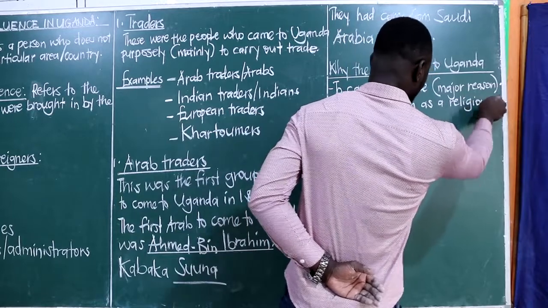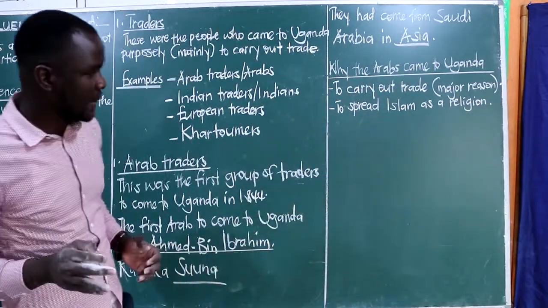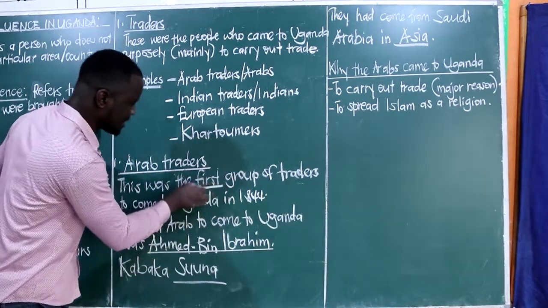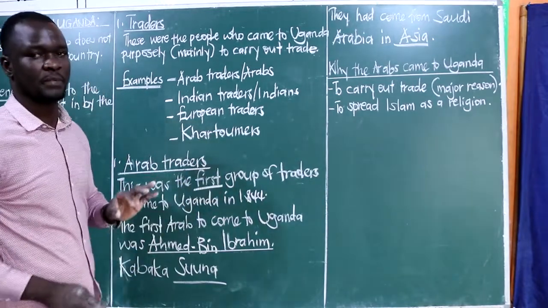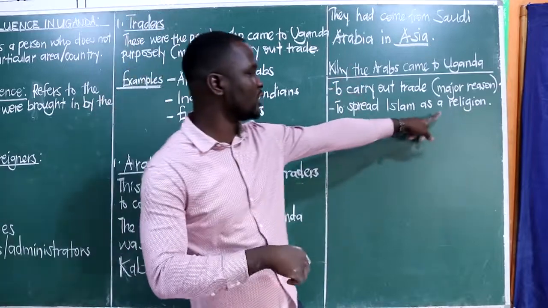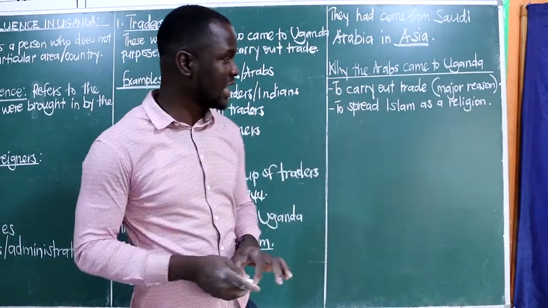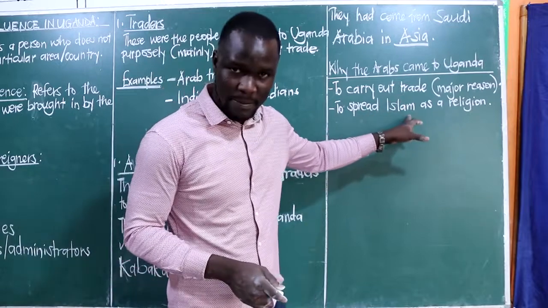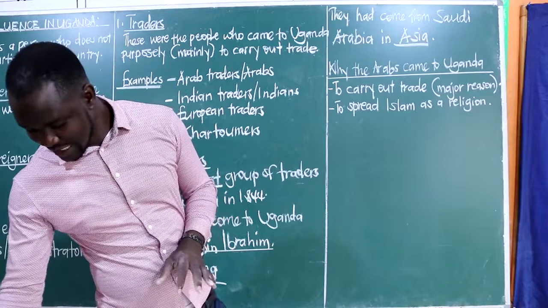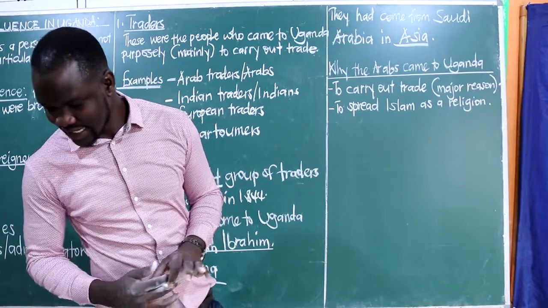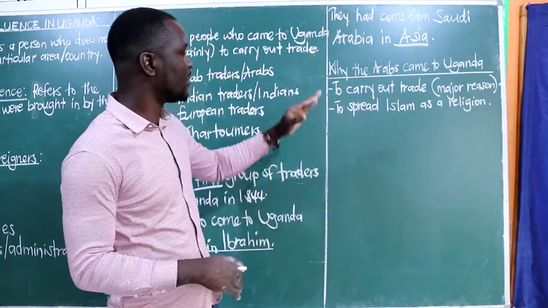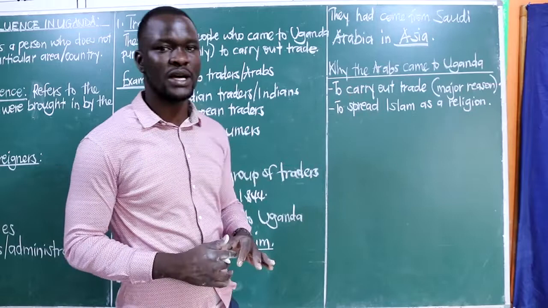For this case, we shall be able to understand something here. Since the Arabs came first, as we have said, they were the first people to come to Uganda. They were the first foreigners. It means that the first foreign religion to be introduced into Uganda was Islam, the one which was brought by the Arabs. So I believe we are able to understand that very well. They wanted to carry out trade as the major reason. They wanted to spread their religion, that was Islam.